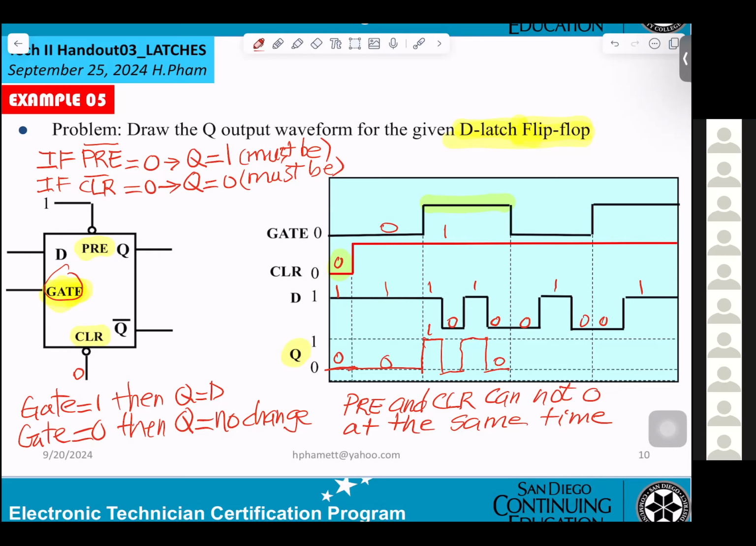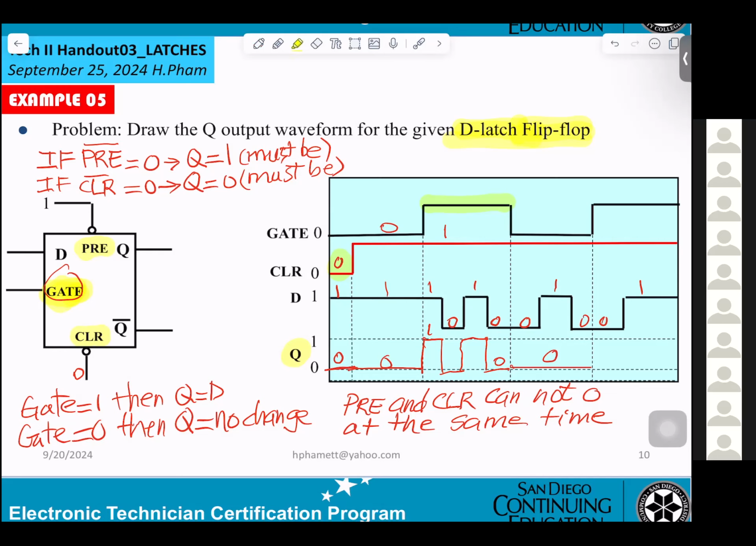Up to this point, any question? I said, you guys try to make sure you understand. So now the gate is low for a while, so then there'll be no changes. Perfect. No change means it was 0. Now the gate goes high again.